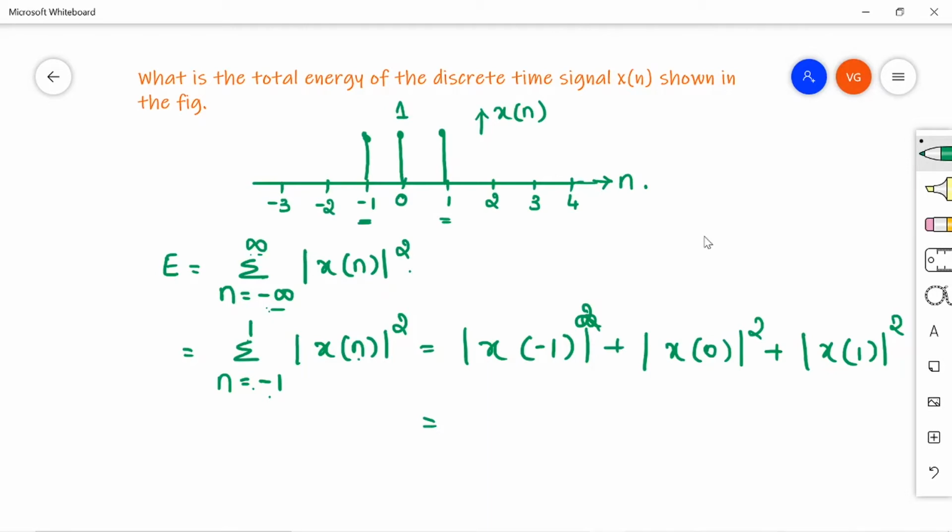The amplitude at x of minus 1, n is equal to minus 1, the amplitude is 1. Again, x of 0, that is the amplitude of x of n at n is equal to 0, is 1. Similarly, x of 1 is also equal to 1. So 1 plus 1 plus 1 is 3. So the total energy contained in this discrete time signal is 3 here.